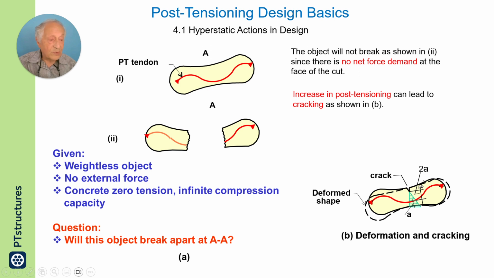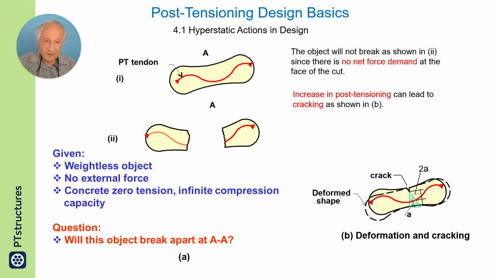So the members will crack, and the depth of the crack will extend to the point to make the centroid of the tendon at the kern. So we have cracking, not failure. Then, in conclusion, post-tensioning in a member on its own cannot result in the member failure.